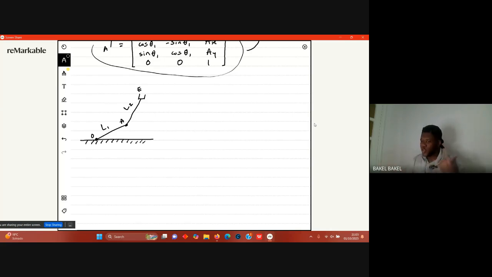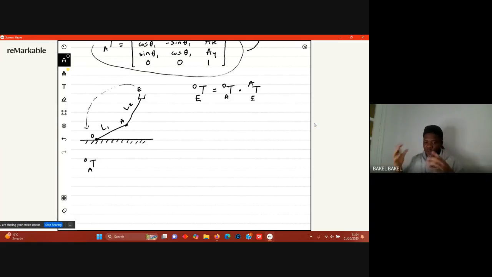the overall transformation we are looking for in the long run is the transformation from E back to O. Remember, the one we did earlier was the transformation of A to O. So we are looking for E to O. Now that transformation from E to O is the transformation from A to O multiplied by the transformation from E to A.